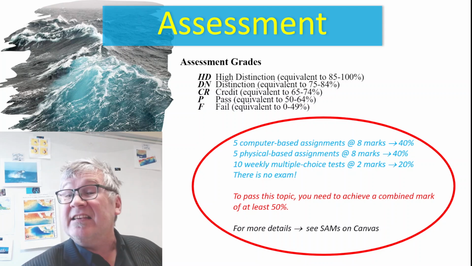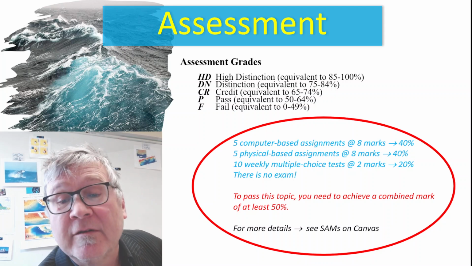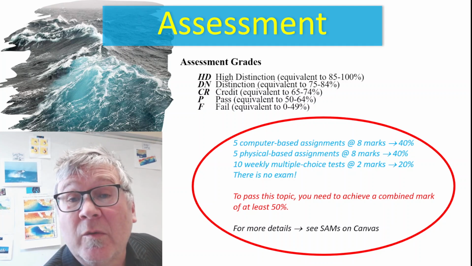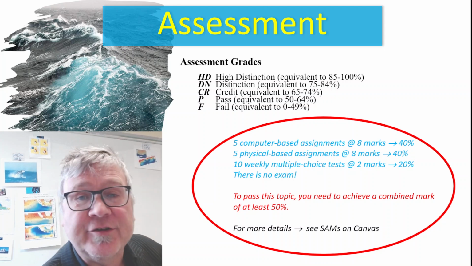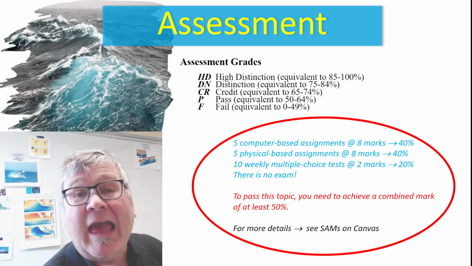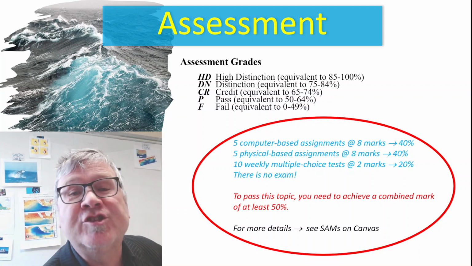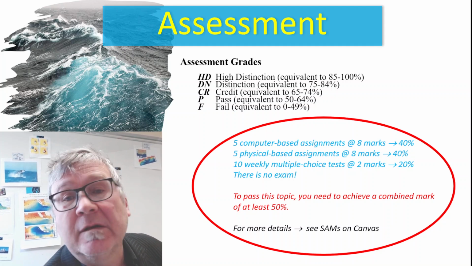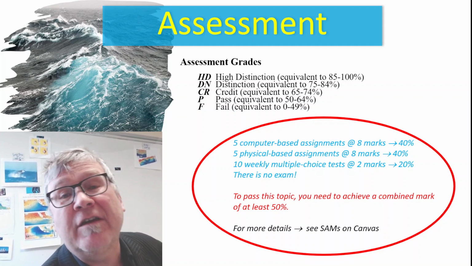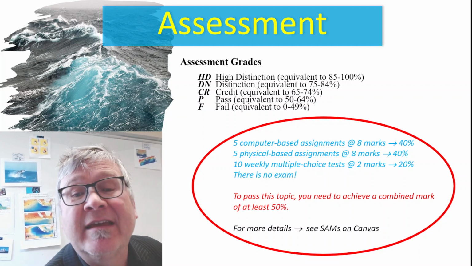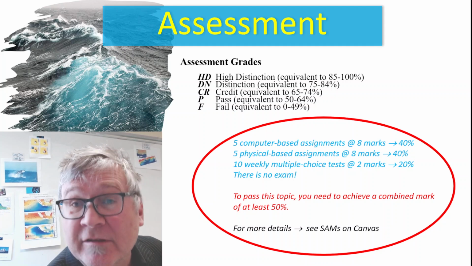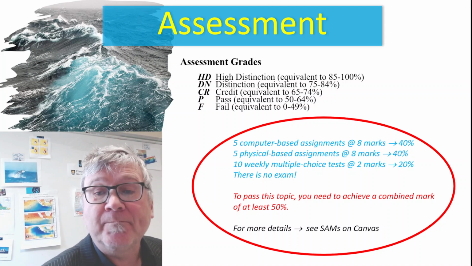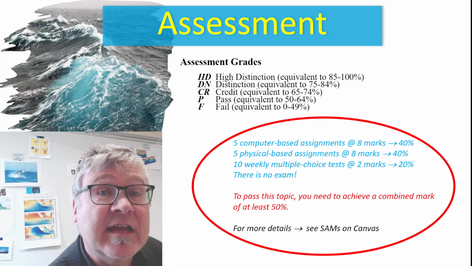And assessment. You probably already know that we have assessment grades, and they're based on percentages. The absolute top percentage that you can achieve is 100%. You get everything right, you get 100%. But if you get more than 85%, you already get a high distinction. And this is what you aim for. You want to have a high distinction.